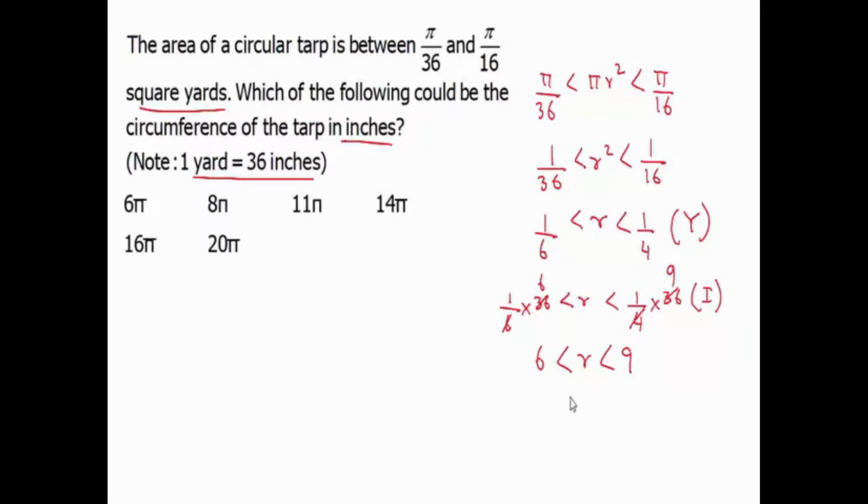And we know the circumference is nothing but 2 pi r for a circle. So this is going to be 2 pi times the radius, 2 pi times 6, that's 12 pi, and 2 pi times 9, that's 18 pi. So the circumference of the tarp is between 12 pi and 18 pi. Now let's look at the options. We have a 14 pi that works. We have a 16 pi that works. None of the other options would work. So these could be the circumference of the tarp in inches.